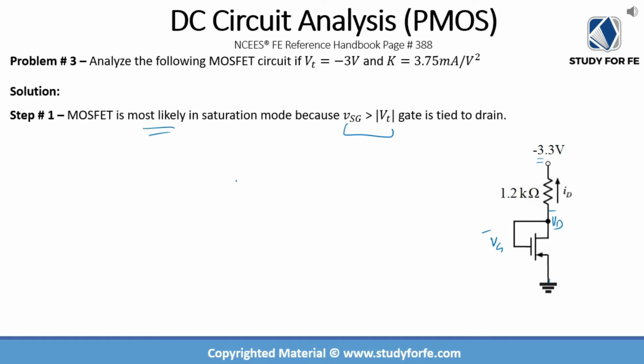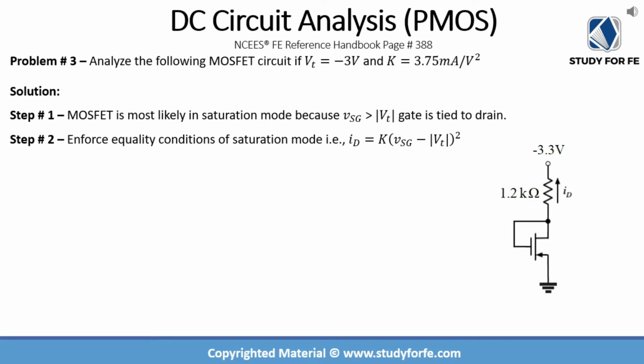So the source is equal to 0 volts, right? 0 volts over here. So when I do VSG, VS minus VG, this will become 0 minus a negative value. So that will be a positive value. And then let's assume that this positive value is going to be greater than the magnitude of VT. Okay, so it could be pretty close, but let's assume that this is in saturation. Okay, this is still a positive value. And the gate is tied to the drain. So we are going to assume saturation mode.